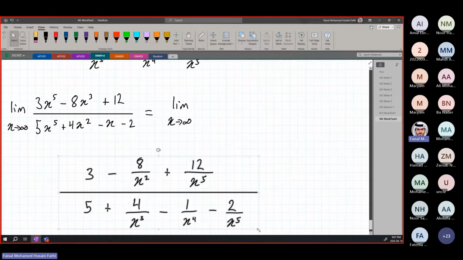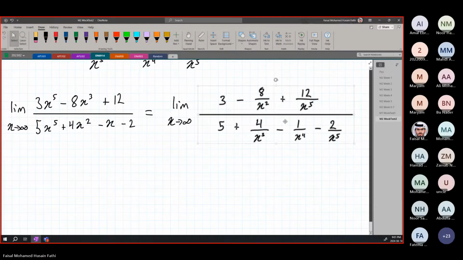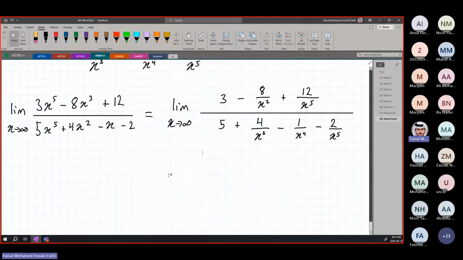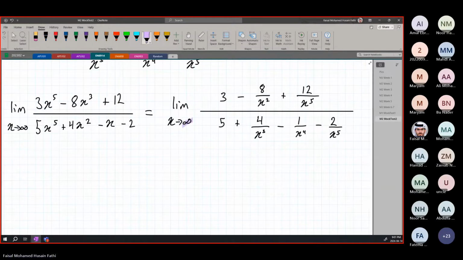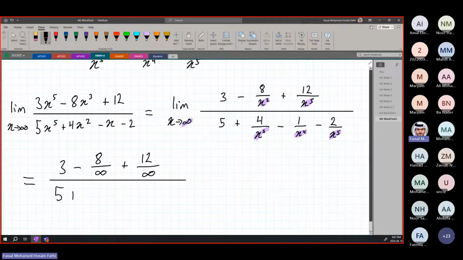Then let me make it much smaller and put it here. All right. So this is how I would write it in the exam. And then I will substitute for infinity inside of all of my x's. Already we are substituting now, so we don't have to write the limit again. It's going to be 3 minus 8 over infinity plus 12 over infinity, all over 5 plus 4 over infinity minus 1 over infinity minus 2 over infinity.